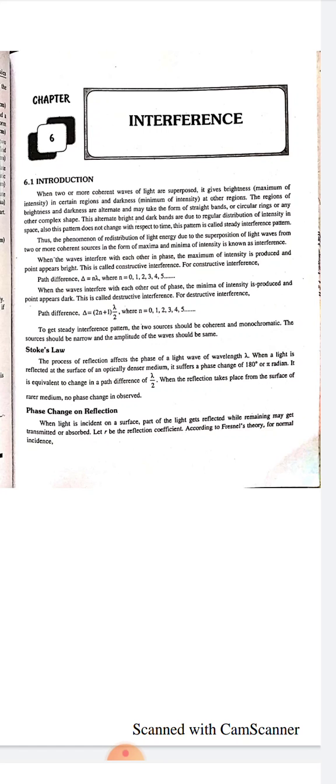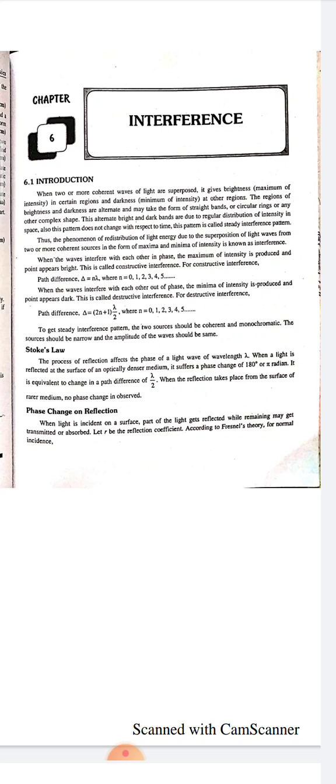Maximum intensity is nothing but the brightness, and the minimum intensity is nothing but the darkness, that you have to remember. When the waves interfere with each other in phase, the maximum intensity is produced and the point appears bright. This is called constructive interference, that may come for the MCQs. And destructive interference is when the waves interfere with each other out of phase. In phase, constructive; out of phase, destructive. The minimum intensity is produced and the point appears dark, and it's called destructive interference.